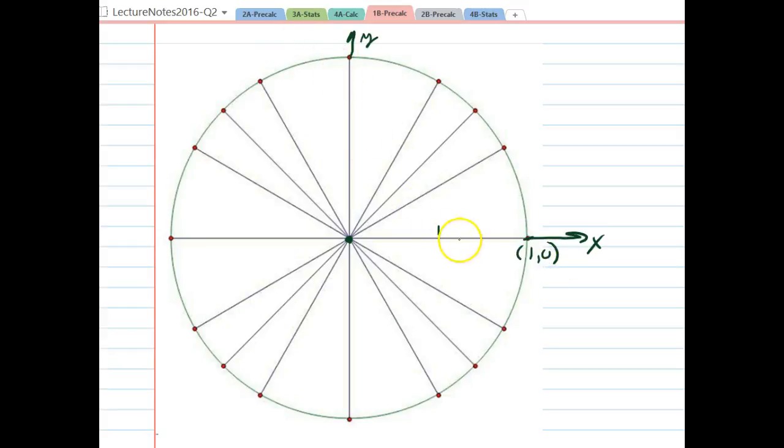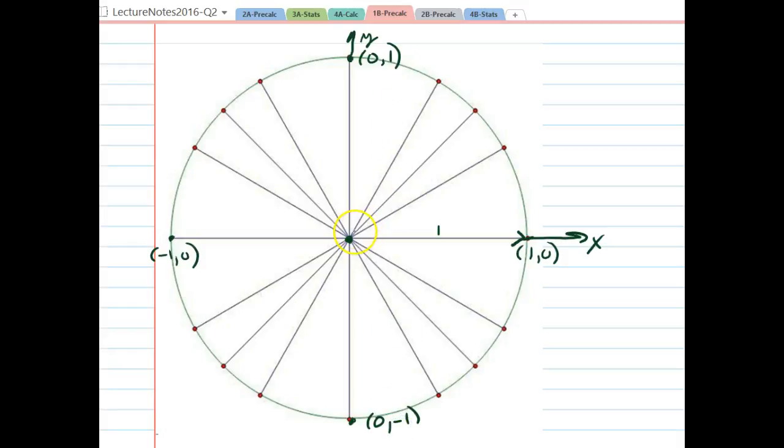That means, as this length, picture this as being an arrow right here of length 1, as it rotates and comes up here, that's also going to be a length of 1. But this is going to be the ordered pair (0, 1). This is going to be the ordered pair (-1, 0). And this is going to be (0, -1).